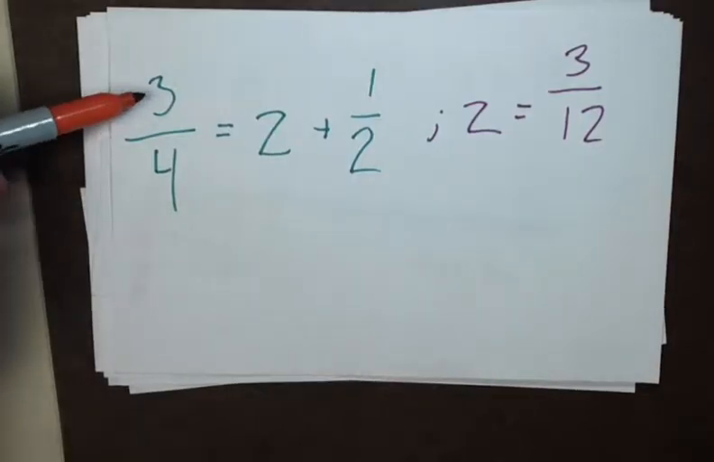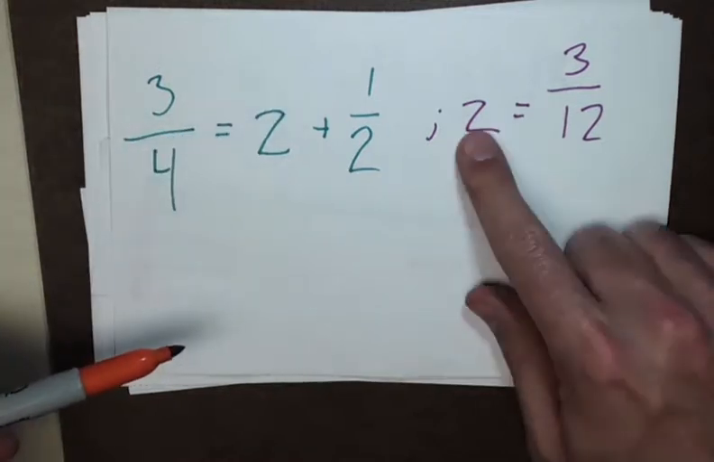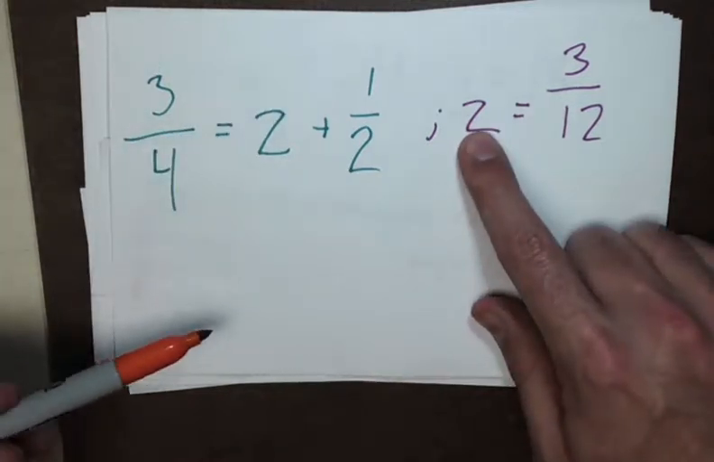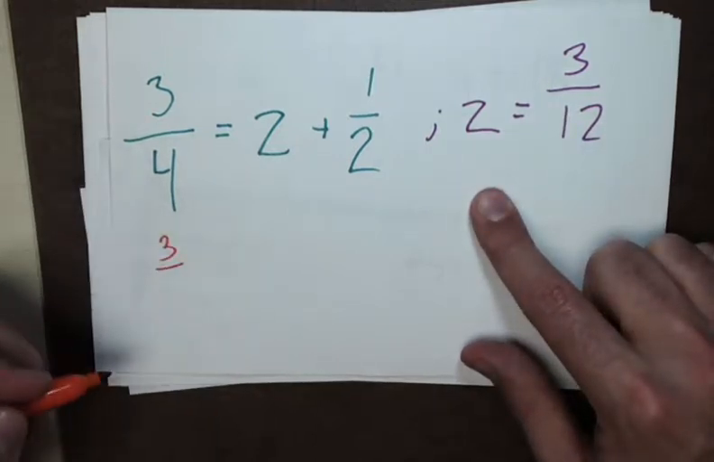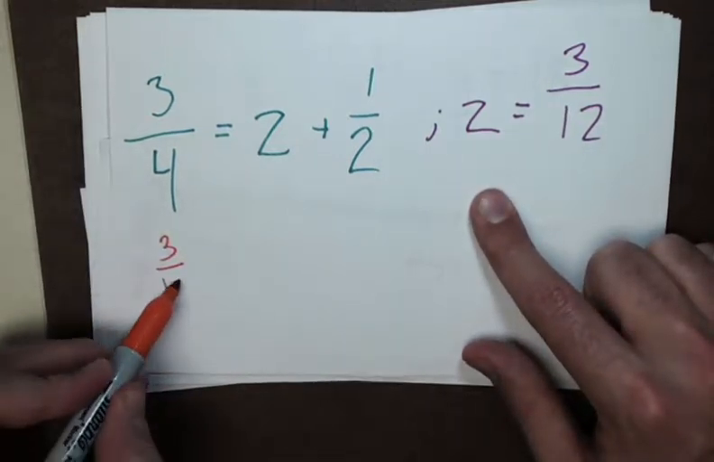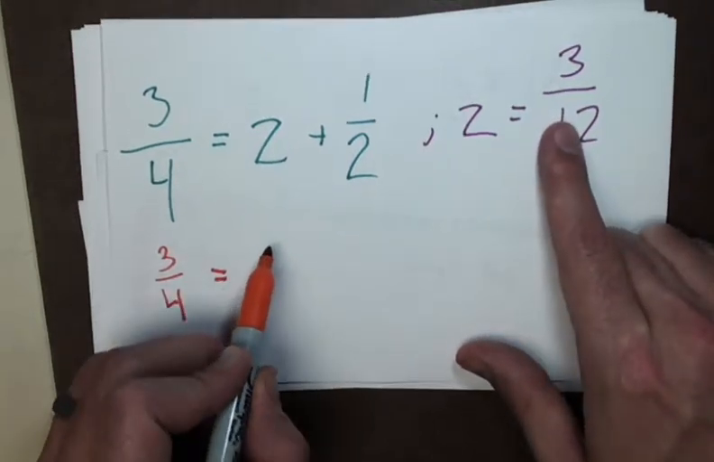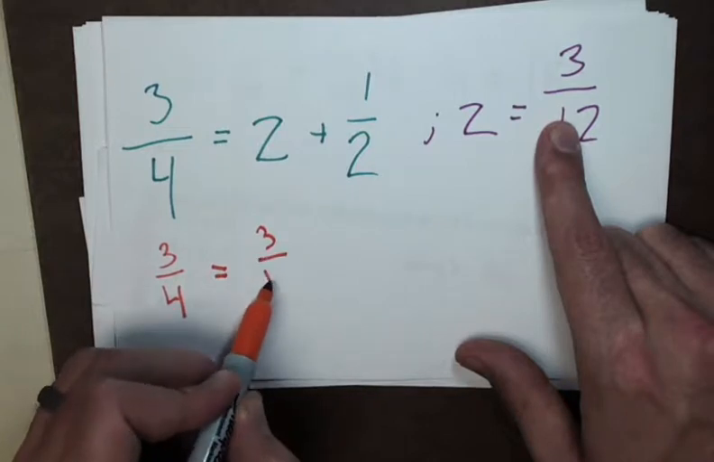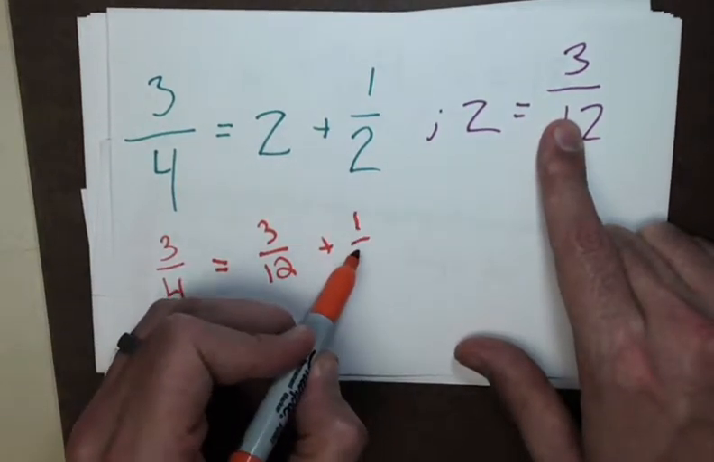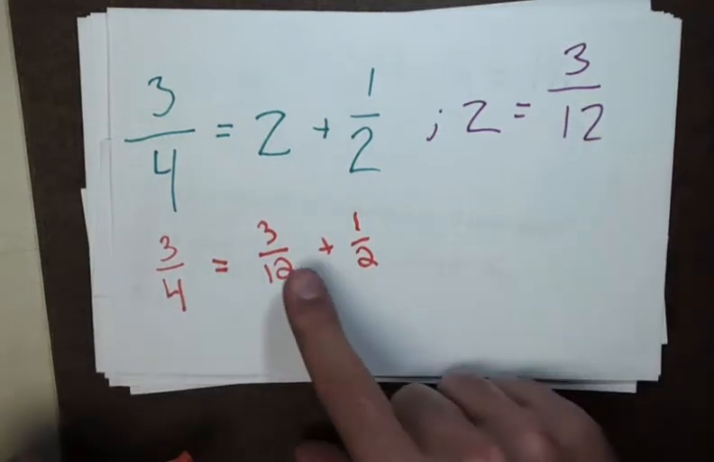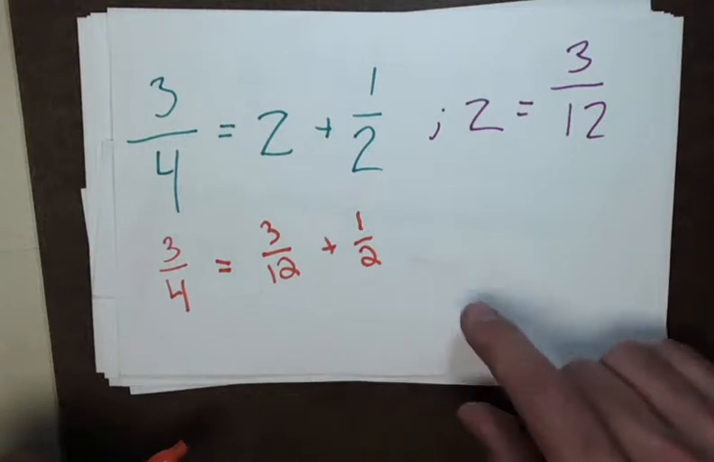Alright, now we've got 3/4 equals z plus 1/2. And we're going to see if the solution to this equation is z equals 3/12. So we just sub in. We've got 3/4 equals, instead of z, we're going to write 3/12 plus 1/2. Now in order to add fractions together, the denominators have to be the same, and then we can add the numerators.